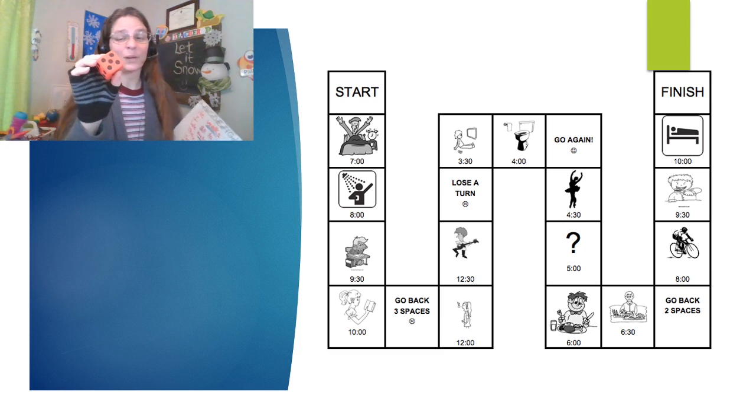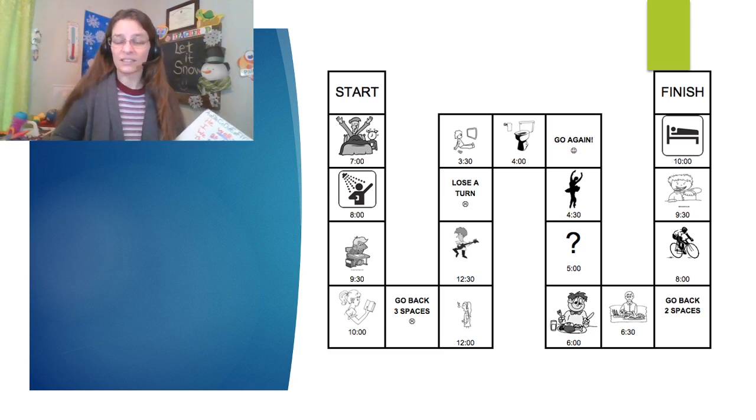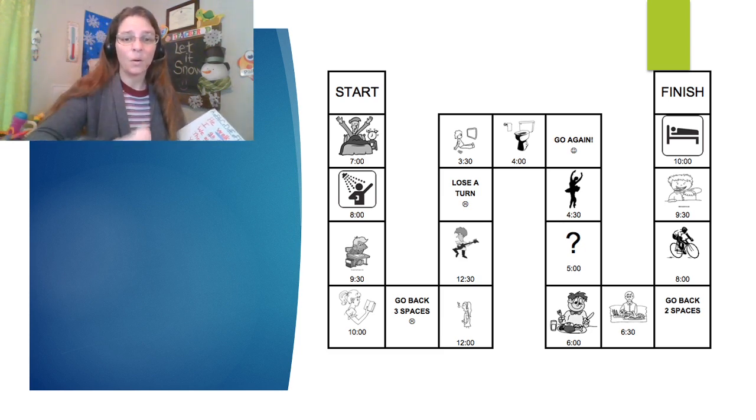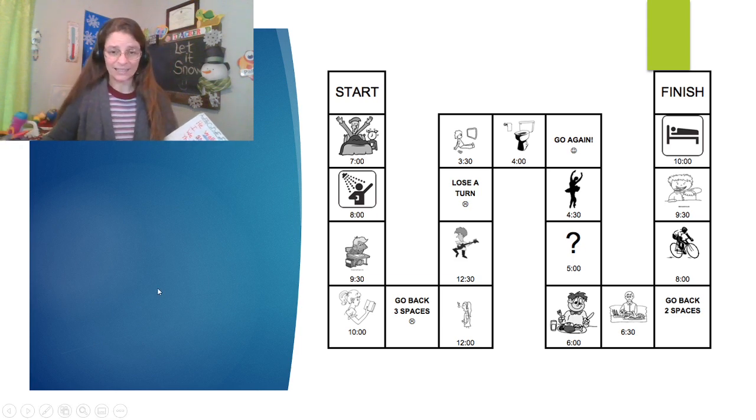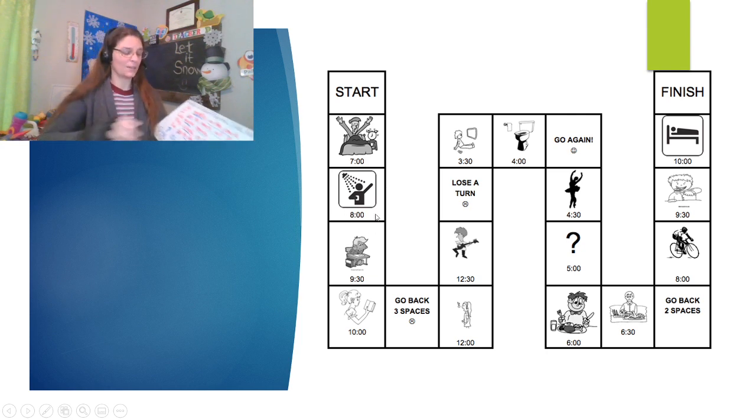Oh, a big number. We got 5. So from the start, we are going to count 5. 1, 2, 3, 4, 5. And it says, what does that say? Go back 3 spaces. 1, 2, 3. Okay, let's make a sentence for this one.